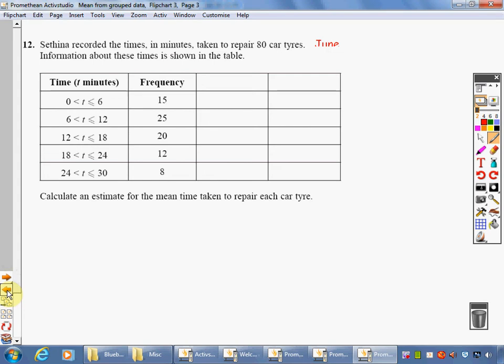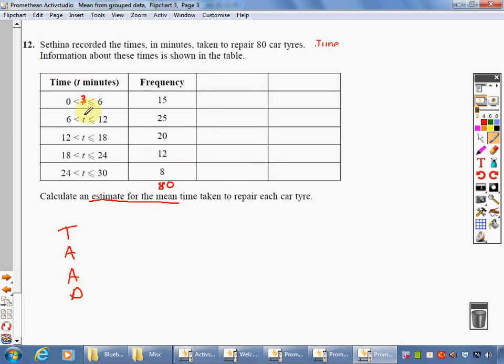Okay, welcome back. Again, let's go for it. So Athena recorded the times in minutes to repair 80 car tyres. Right, that's a bit of a tip, so I know I've got my 80 there already. Information about the times is shown in the table. Calculate an estimate for the mean. So I'm going to do some TAD. Times, add and divide.